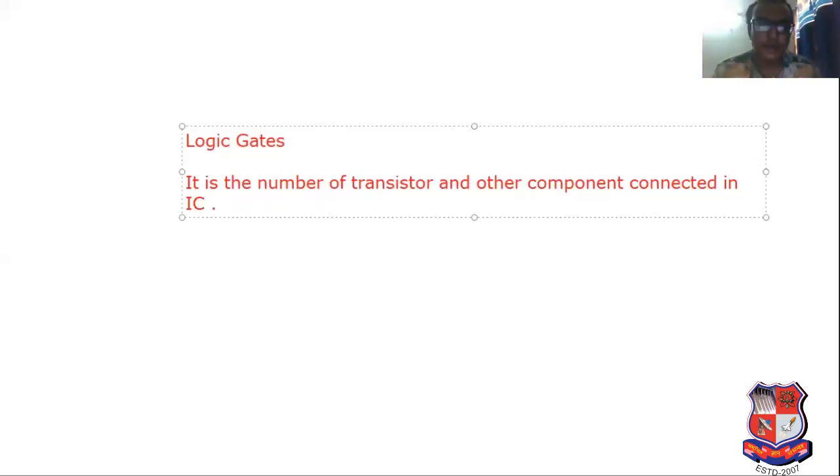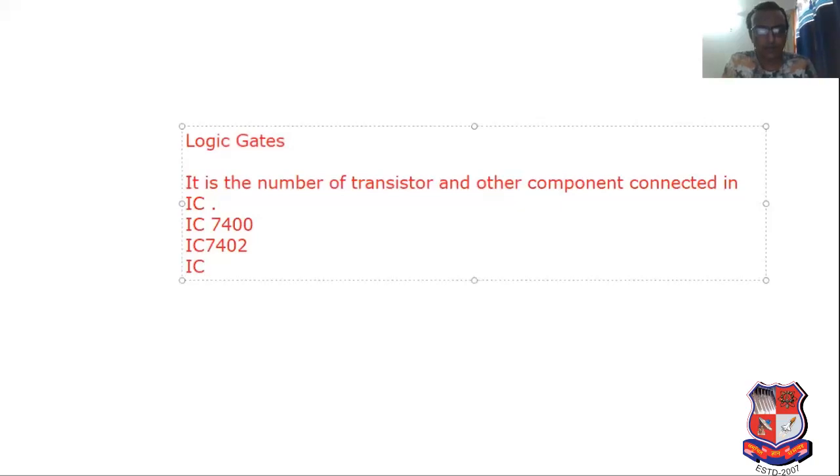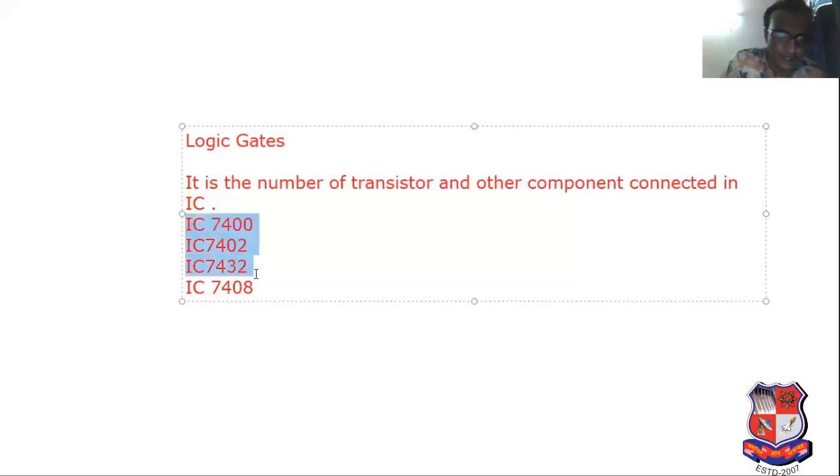It is known as an integrated circuit, and there are types of integrated circuit: small scale, medium scale integration, large scale integration, and very large scale integration. This is the basic parameter of integrated circuits. Based on the IC, say IC 7400, IC 7402, IC 7432, IC 7408, these different numbers indicate the different logic gates.